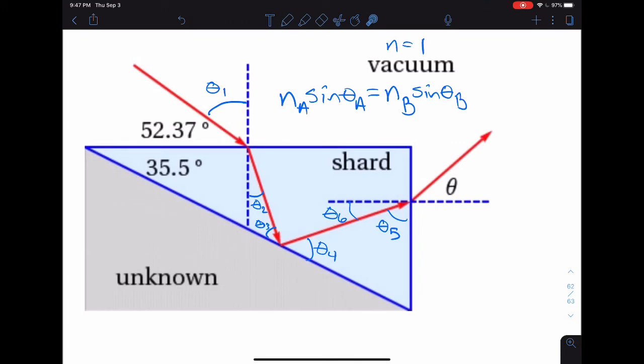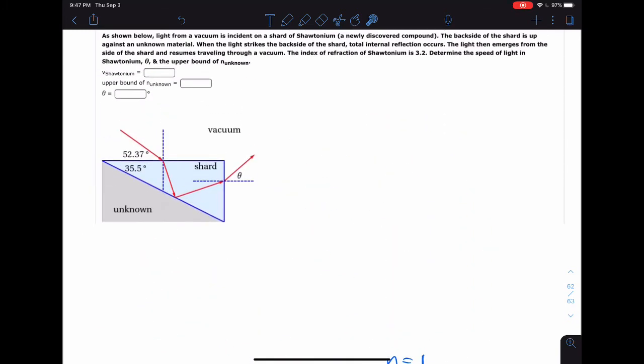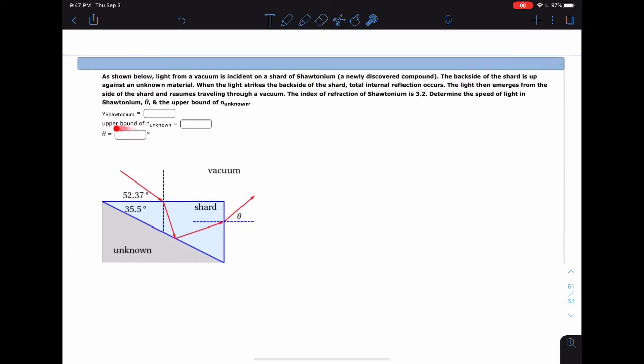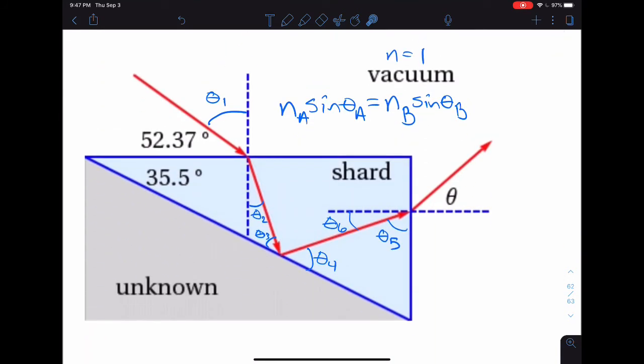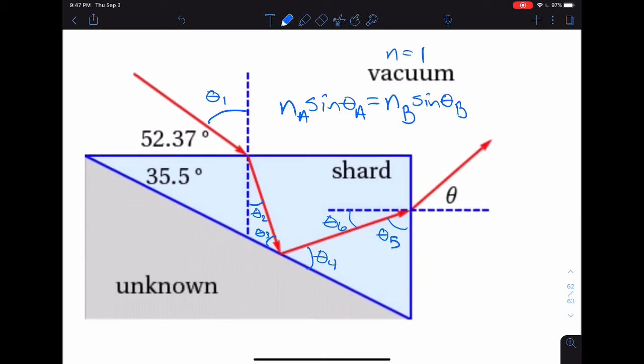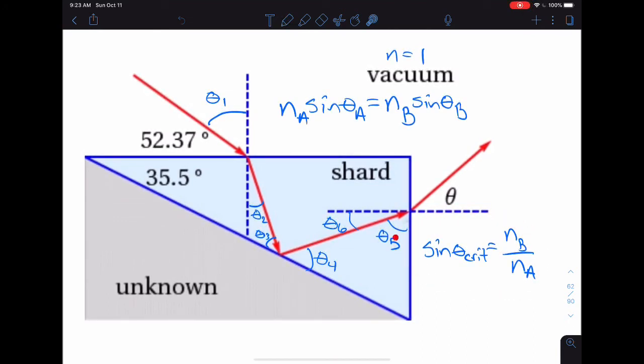Now, n unknown: what you're really determining, let me back up to here, is the upper bound of n unknown. And so the way you're going to do that is you are going to use total internal reflection. So our formula for that is, this is the general formula. Now this formula allows us to find the critical angle. What is the critical angle?